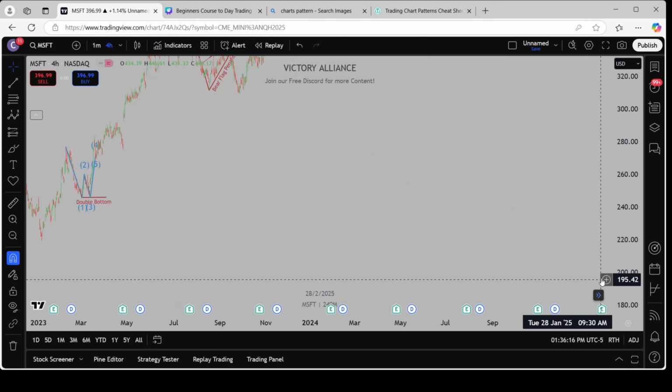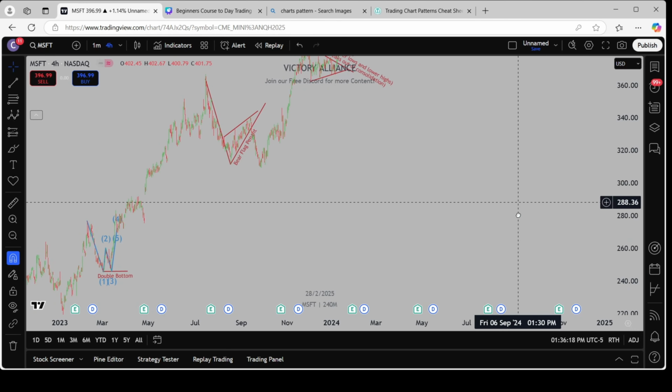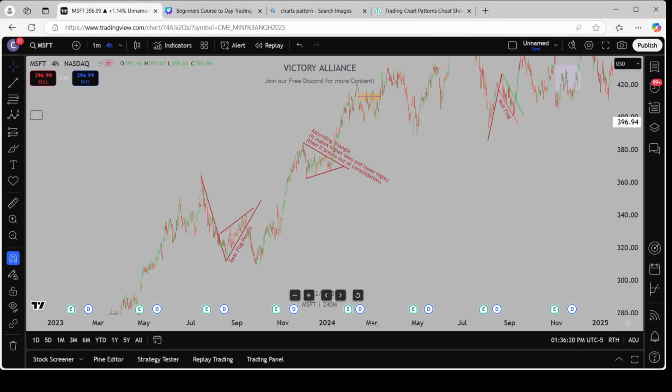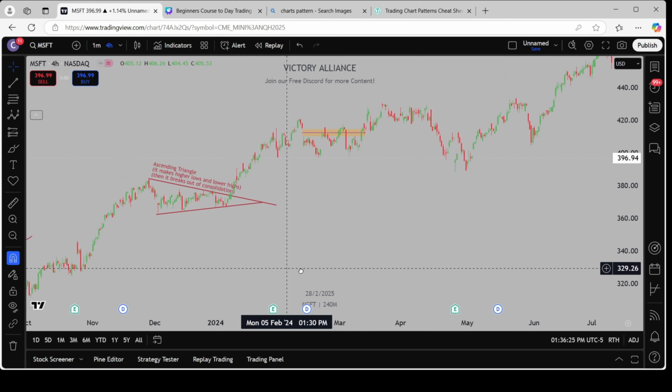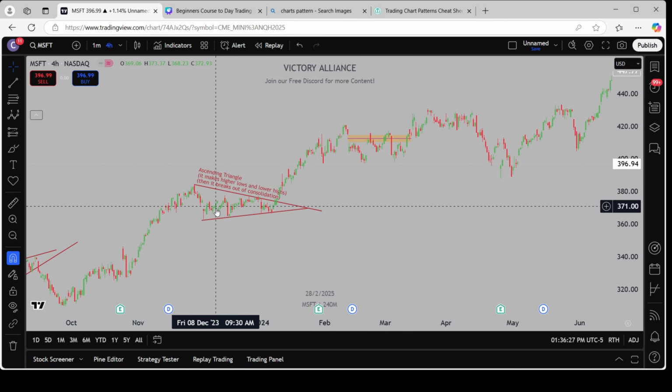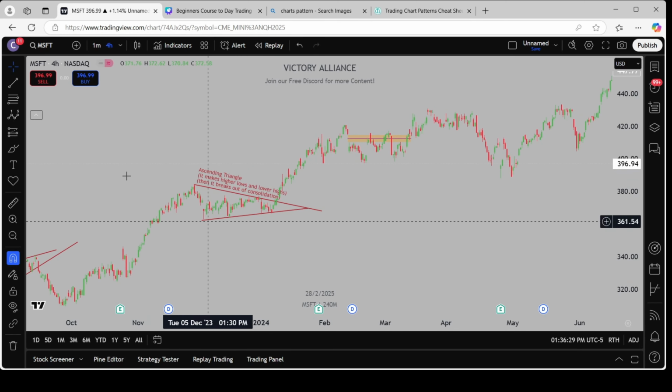Quick video of chart patterns, man. Quick video. Here's another one right here. Let's do this last one right here. This is an ascending triangle. Let me zoom in on this.